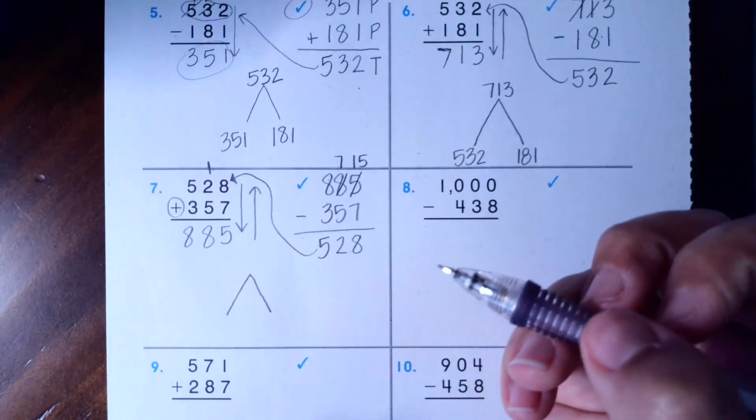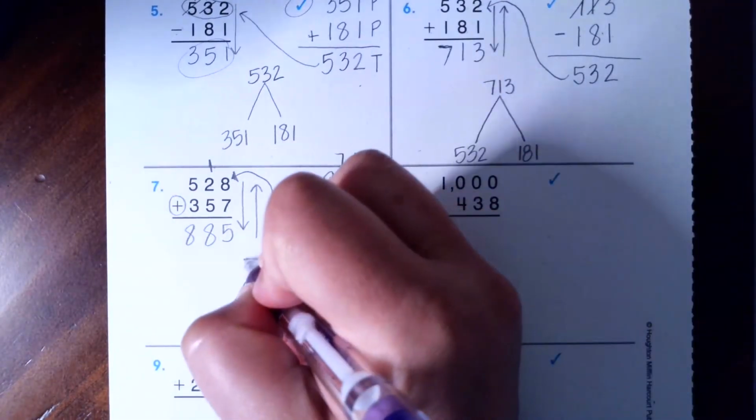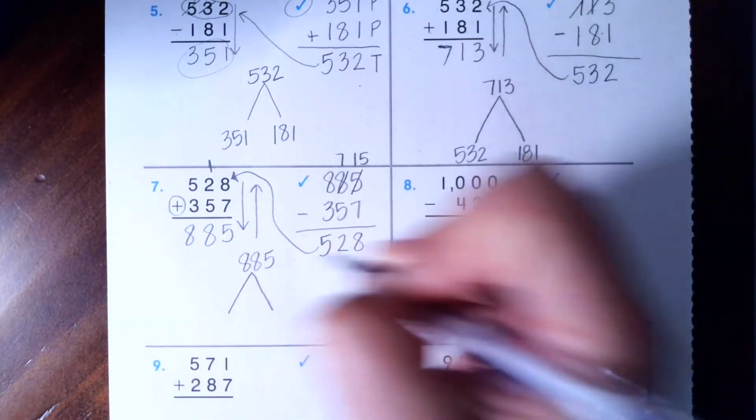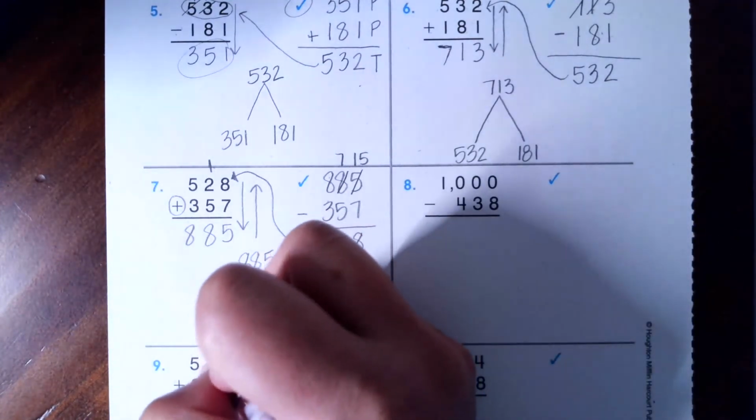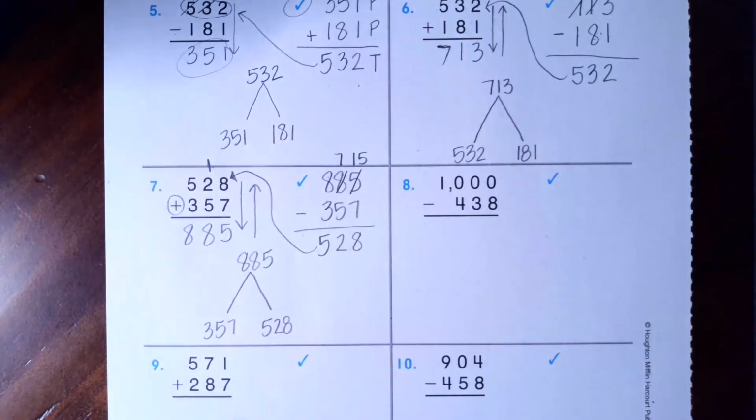All right, now we are going to draw our math mountain. Here are my three numbers. I know that 885 is my total. It's the biggest number. I have 357 and 528.